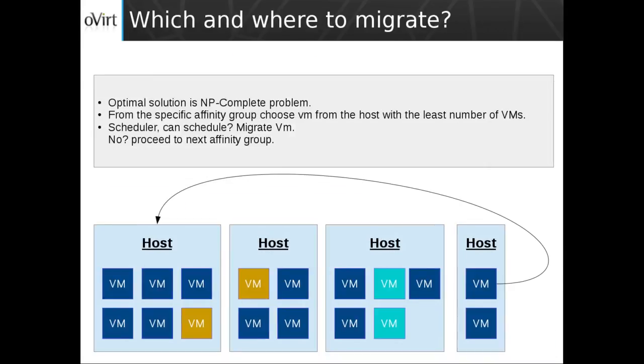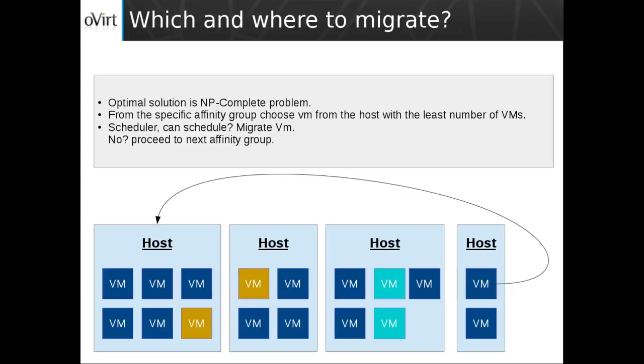So after we choose which affinity group we want to enforce, now we have to choose which VM and where we're going to migrate it in order to enforce the affinity group. Now, affinity groups usually won't be enforced in one migration. So, in this case, we're going to choose one VM that is going to bring us closer to enforcing the affinity group.